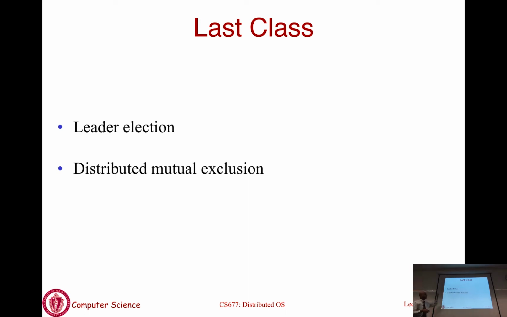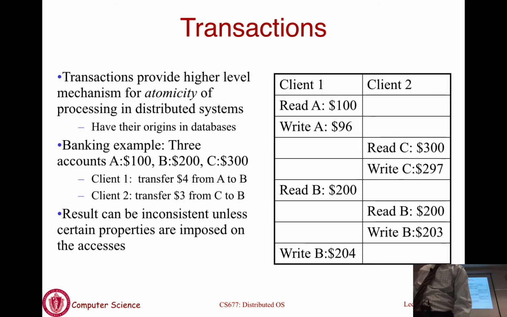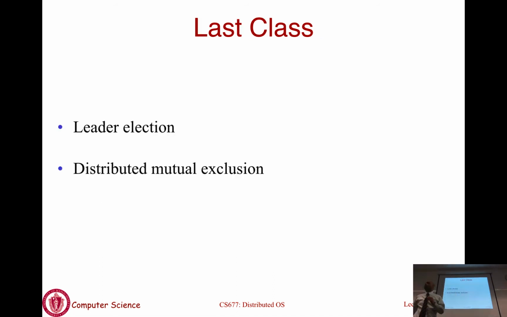So just to recap, last time we talked about leader election and distributed locking. Today we are going to talk about distributed transactions, and then we'll talk about consistency and other things next time. So first of all, are there any questions on either leader election or mutual exclusion?